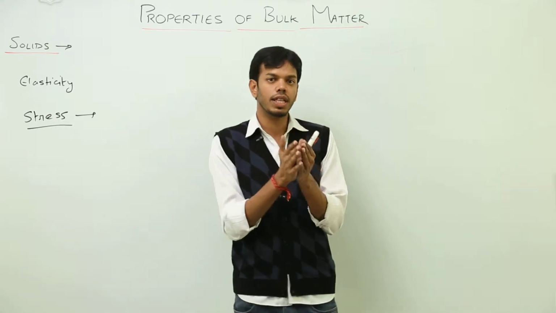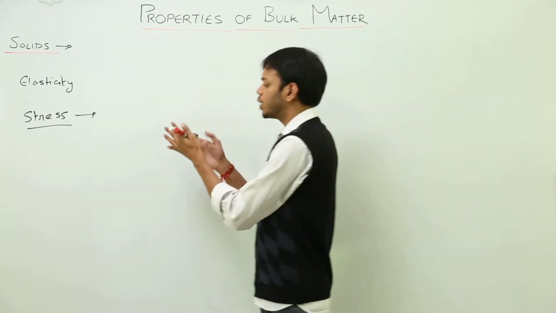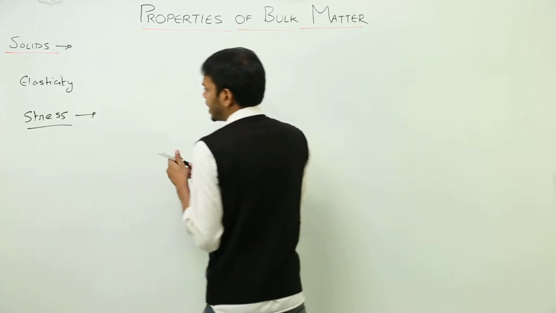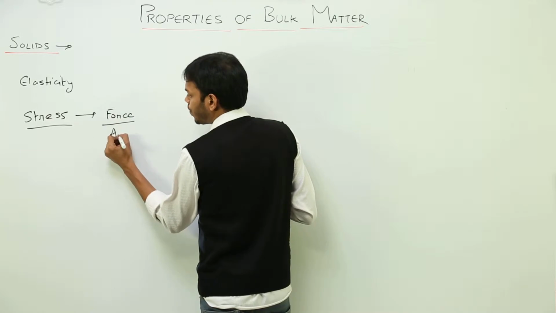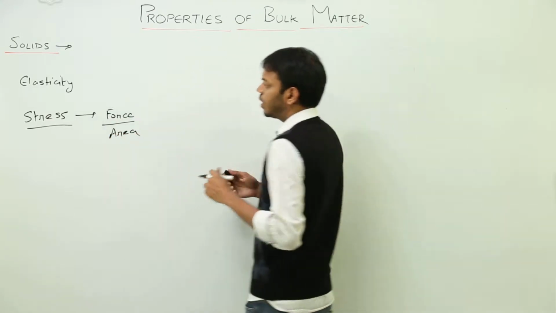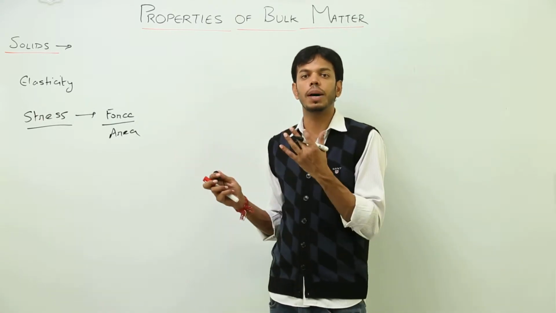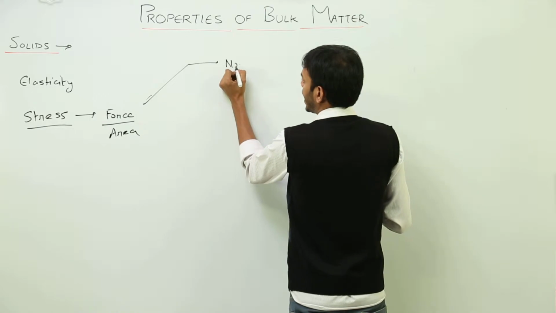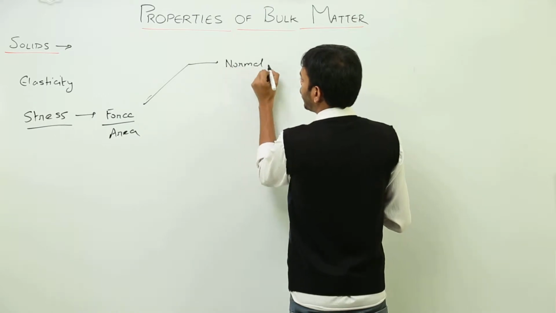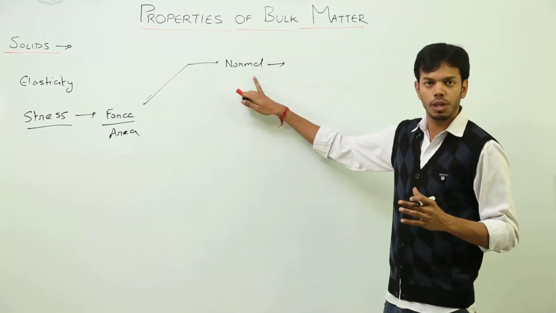So that restoring force which is getting developed in the body upon area of the body is what we defined as stress. This is force per unit area, right? Now I also told you that the application of stress gives its classification. For example, first one, if the force is applied normally to the surface of the body, this will be called normal stress.